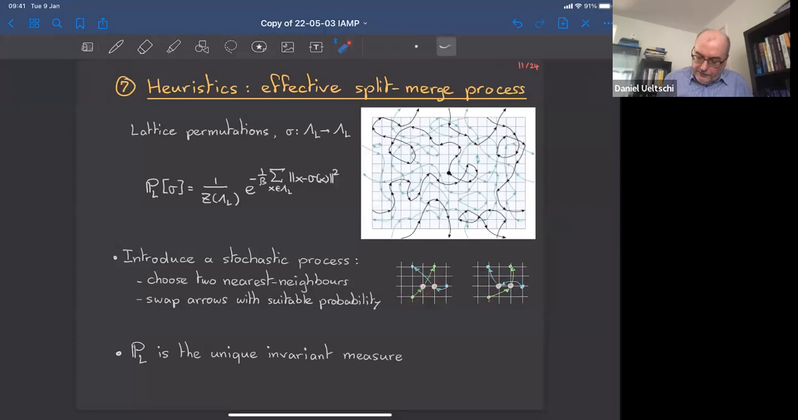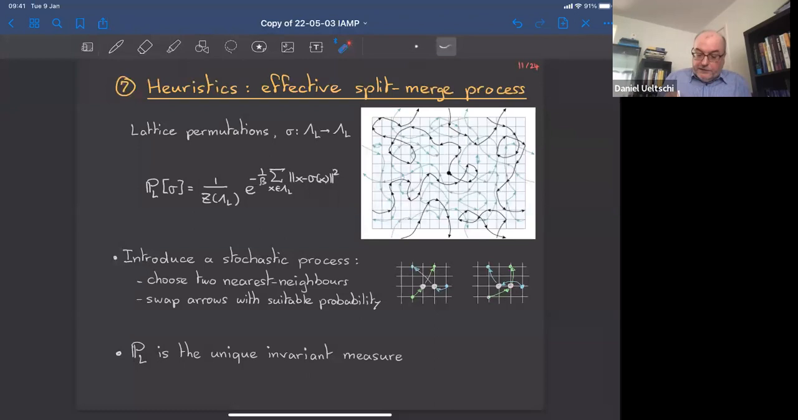So we go from one permutation to another permutation, and we have to accept such a change with a certain probability. In the standard Monte Carlo prescription, we look at the difference of energy. If the energy decreases, we accept the move. If the energy increases, then we accept the move only with a certain probability, exponential minus beta times the difference. Then it's easy to check that this probability measure satisfies the detailed balance and it's the unique invariant measure of this system. Everything is clear over here.